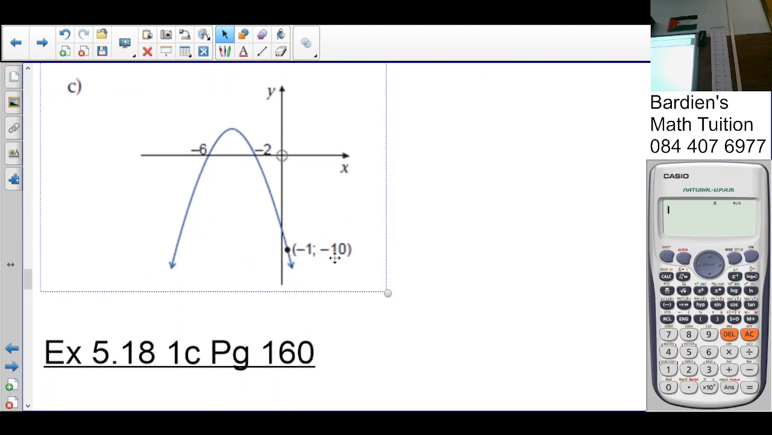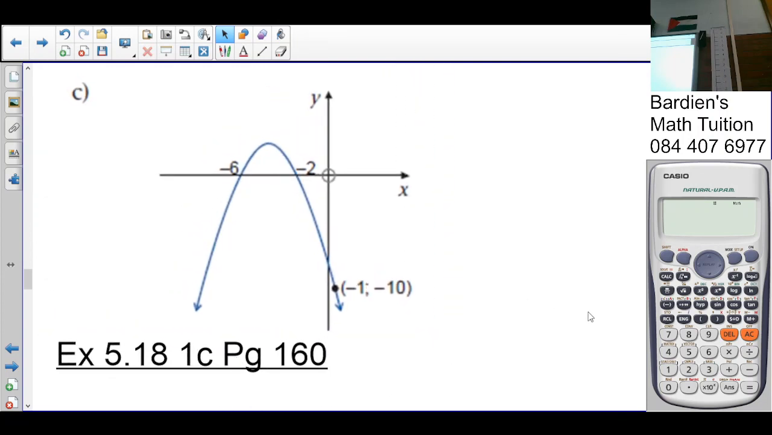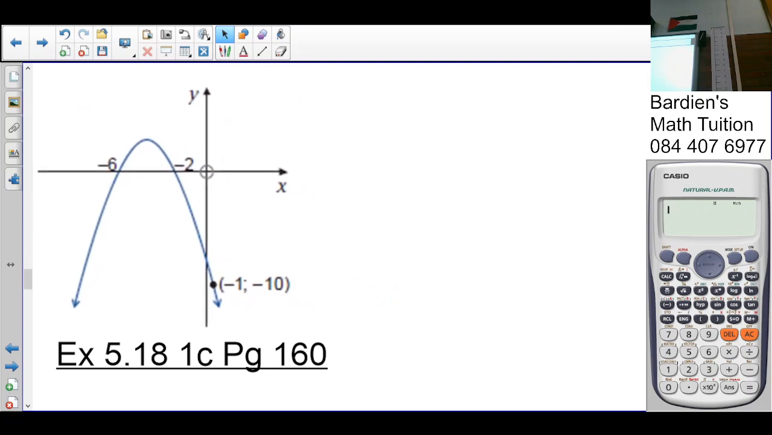This is C of the same exercise, number 1C, on page 160 out of exercise 5.18. Okay, so do that for me quickly. We'll again pause the video at this point.